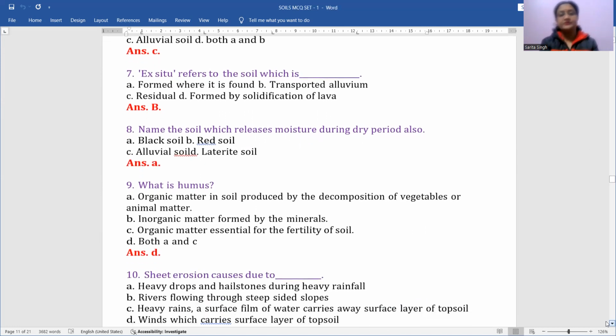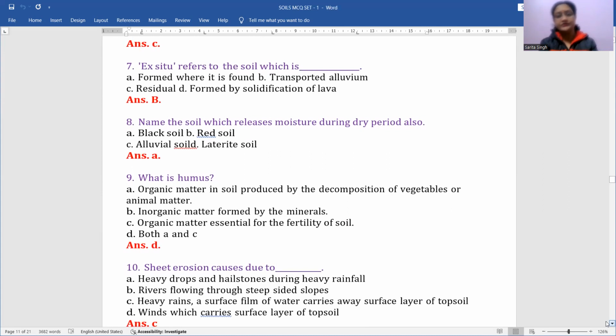Ex situ refers to the soil which is formed where it is found. No. Transported alluvium? Yes. Then residual? No. Formed by solidification of lava? No. So ex situ, again I had explained this very clearly.